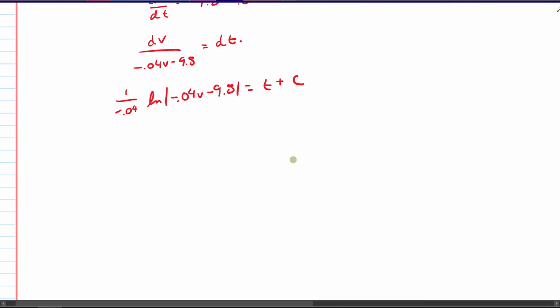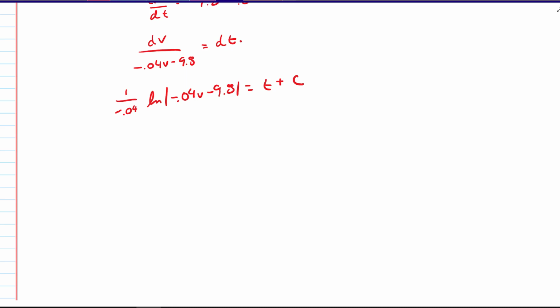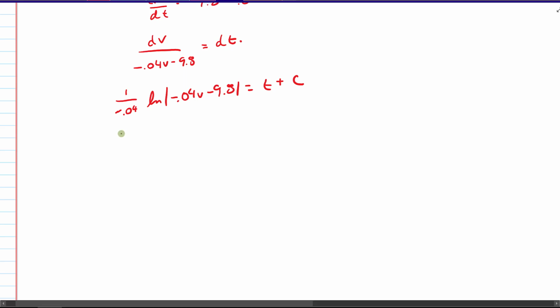And let's see here. So first of all, let's take care of this 1 divided by negative 0.04. So that's 1 over 4/100ths, which is the same thing as 100 over 4. So this is negative 25 natural log absolute value of negative 0.04 v minus 9.8 equals t plus c. And if we divide over that negative 25, well, let's just do the steps, each step one at a time. Feel free to skip forward if you want to.